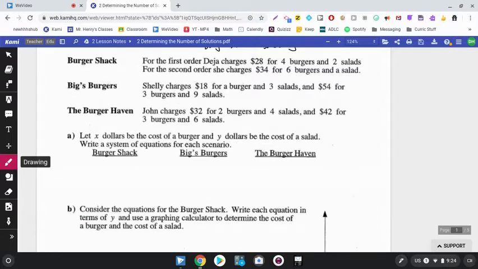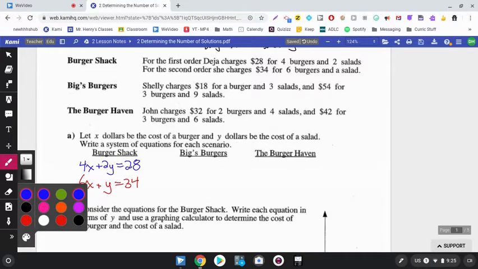4 burgers, so 4x, and 2 salads, so plus 2y, that was $28. That's my first equation: 4 burgers plus 2 salads has to equal $28. The other equation was 6 burgers, so 6x, plus a salad, so I could write 1y or just y, equals 34. Those are my 2 equations for Burger Shack.